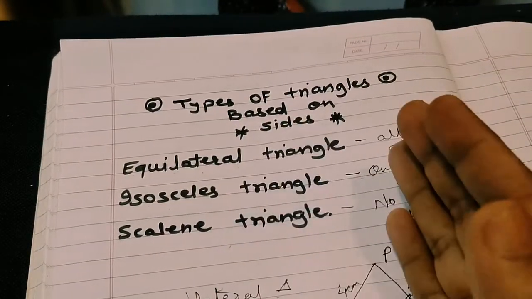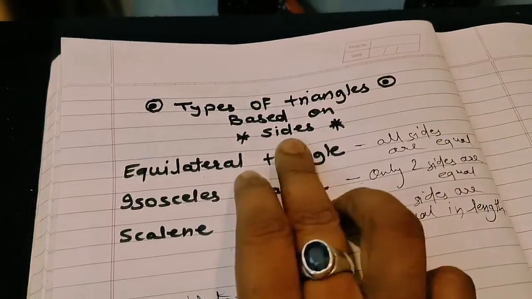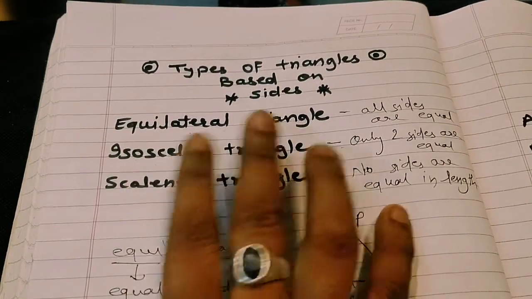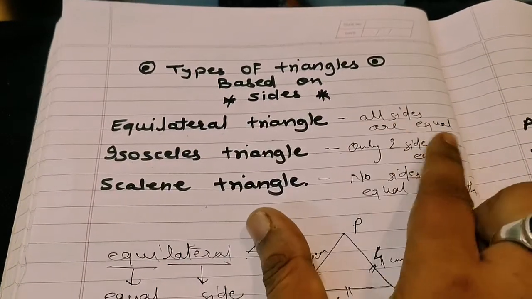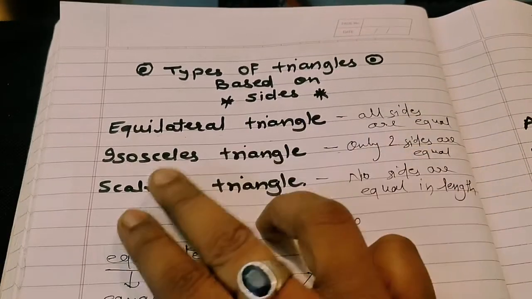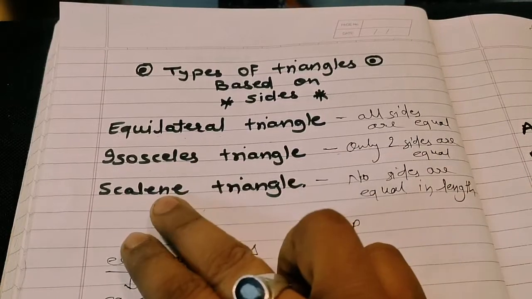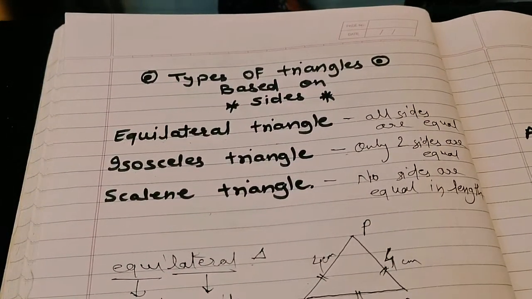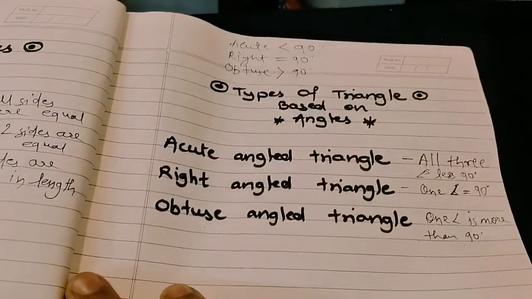There are two bases for the types of triangle. One is based on side, and another one is based on angle. Based on side, we have three types: equilateral triangle, in which all three sides are equal. Isosceles triangle, in which only two sides are equal, and scalene triangle, in which no sides are equal to each other in length. Okay, so this was just a short tip, you can say.